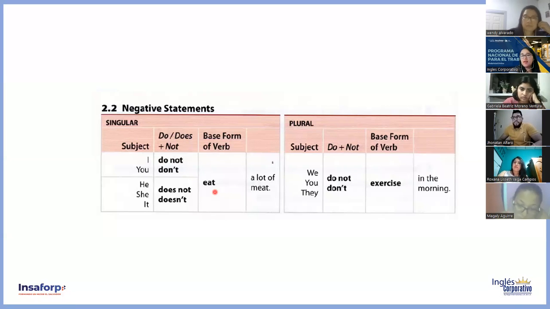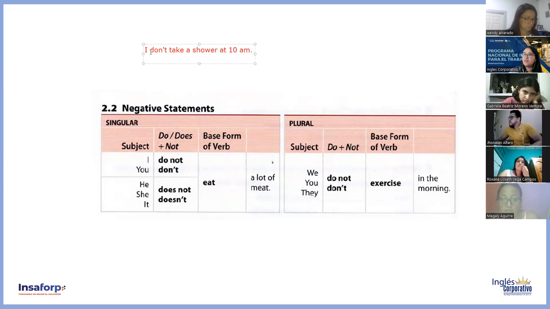Okay, so I will say a sentence, yo voy a decir una oración y yo quiero que usted me la haga en negativo. Por ejemplo, si yo digo, I don't take a shower at 10 a.m. Entonces yo le voy a preguntar, digamos, a Alejandra. Quiero que usted me haga esa oración en negativo. Entonces ella me va a decir, she doesn't, o the teacher, o Karina, o Dennis, en este caso, right? The teacher doesn't take a shower at 10 a.m. Okay, guys? Questions?